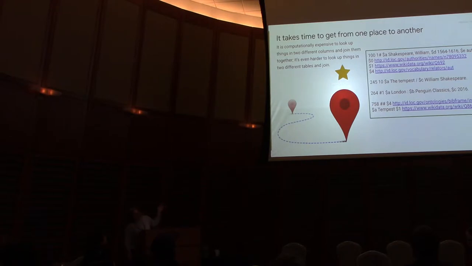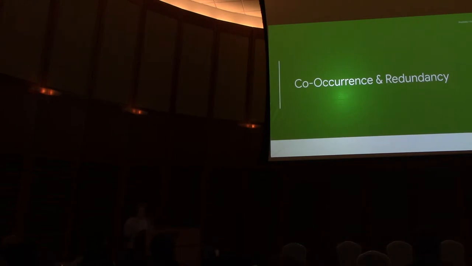So the part on the right is just an example, but I'm sure you've all seen a version of this. And then the last thing I want to touch on is this idea of co-occurrence and redundancy. This means a lot just at Google in general, like how we organize things on the internet. The more things occur together, the more it means. And then the more often that happens, the more it means.